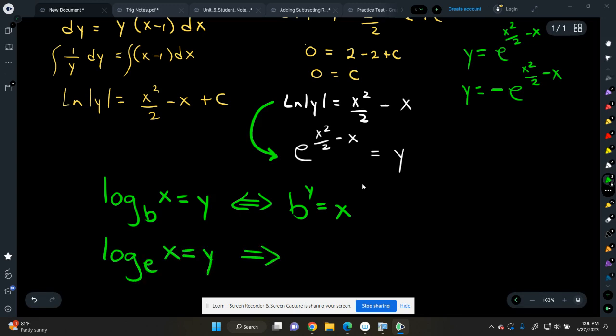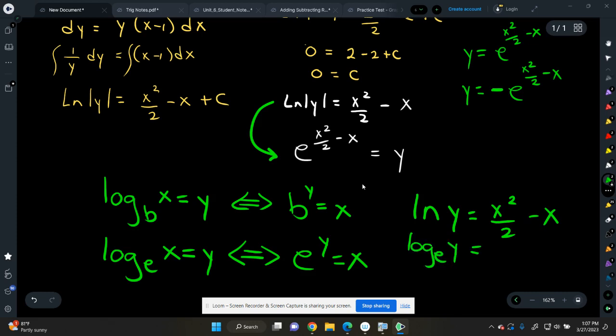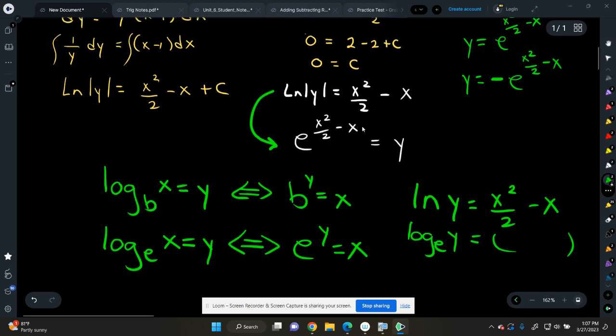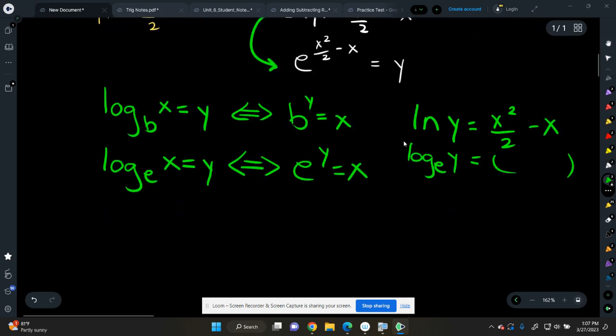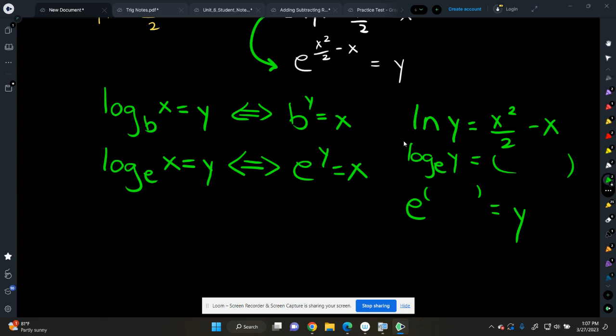So the definition says if log base e of x equals y, then e to the y is equal to x. So here we have the natural log of y equals x squared over 2 minus x. Remember, this means it's log base e of y equals that expression. So we put it in exponential form. That means we take the base of e and raise it to that exponent, and that equals y. That's the definition of our logarithm.